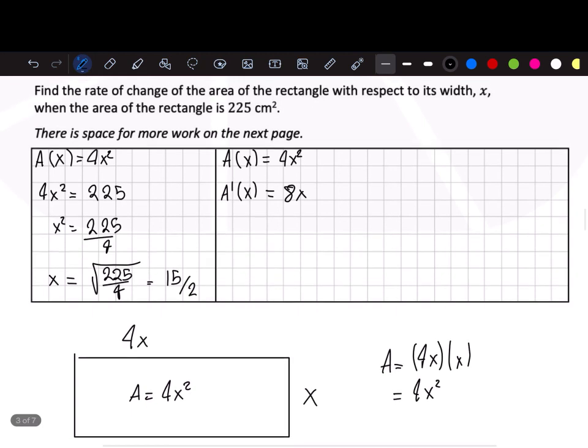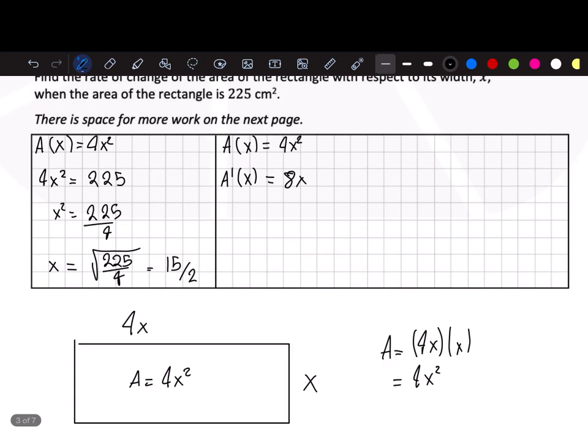Now I want to substitute in 15 over 2 for my value of x, because that's how much this thing is changing by. So I'm doing this separately just so you can see a step 1, step 2, step 3. Just because this is the kind of thing you'd be doing with every question.